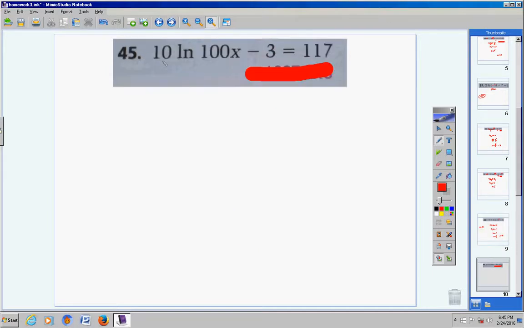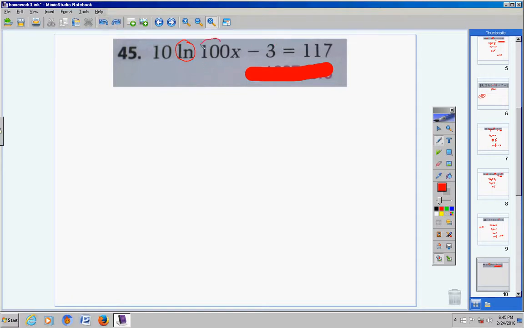Number 45. Alright, step 1 is to isolate the logarithm. I'm going to circle the word logarithm and circle my argument. Now, negative 3 is not part of your argument, guys, unless the problem looked like this. Then it would be part of your argument, okay?